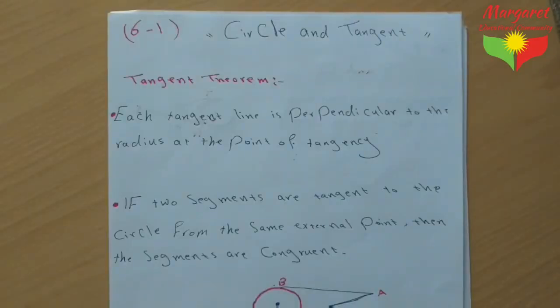Today I will discuss a new lesson. In chapter 6, lesson 1, we have a new subject. It's called circle and tangent. From this lesson, we learn how to use properties of tangent on a circle.